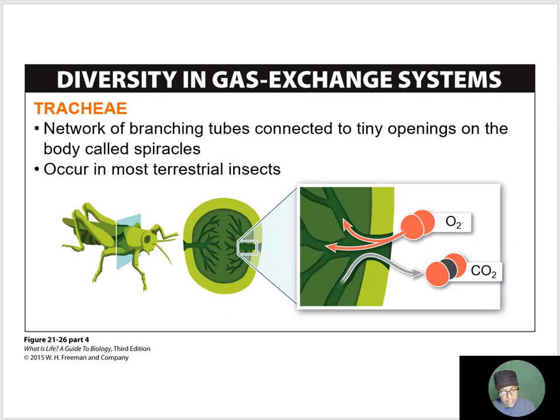When we have insects, they have something called tracheae. And tracheae are these network of branching tubes that are connected to tiny openings on their body called spiracles, as you can see here. And this is where the gas exchange is happening for them. Again, no lungs.